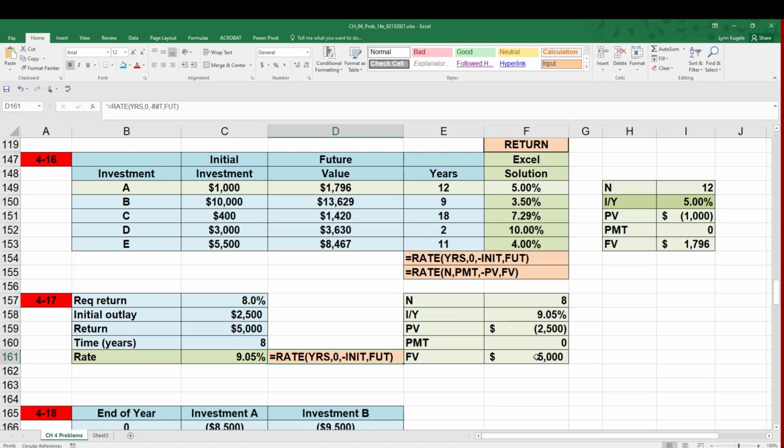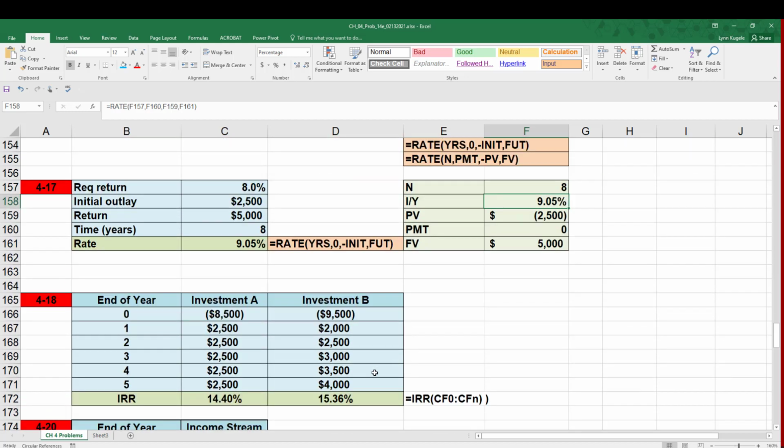There's how you'd set it up in your calculator. She's going to invest $2,500, nothing in between. She's going to get $5,000 after 8 years, 9.05. Should she do it? She requires at least an 8% return? Yes, she should do it.